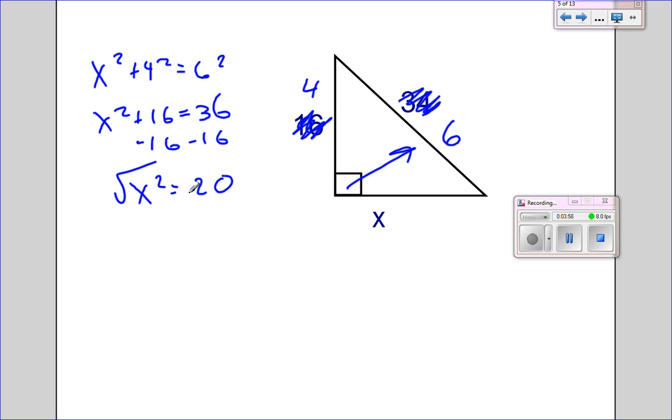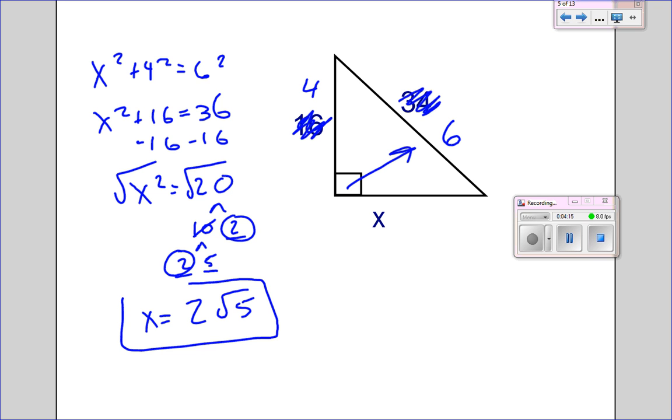When you go to take the square root of 20, it's not a nice number, so you have to break it down. So factors of 20 are 10 and 2. 2 is prime. 2 and 5, prime, prime, 10, done. Circle your pair of 2's. So 2 comes on the outside and 5 stays inside. So x equals 2 square root 5. That's your answer. So if it's not a nice, perfect square, you have to break it down like we learned before.